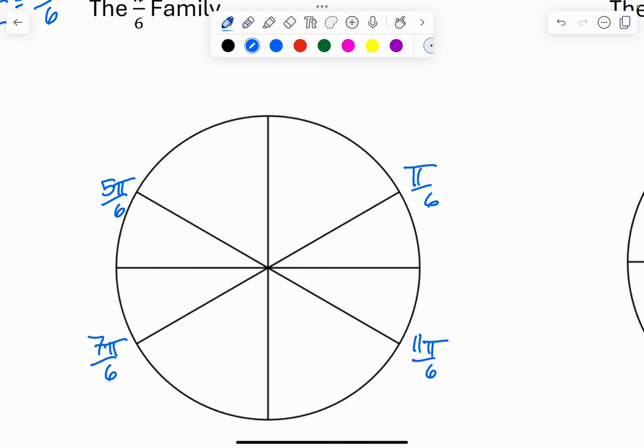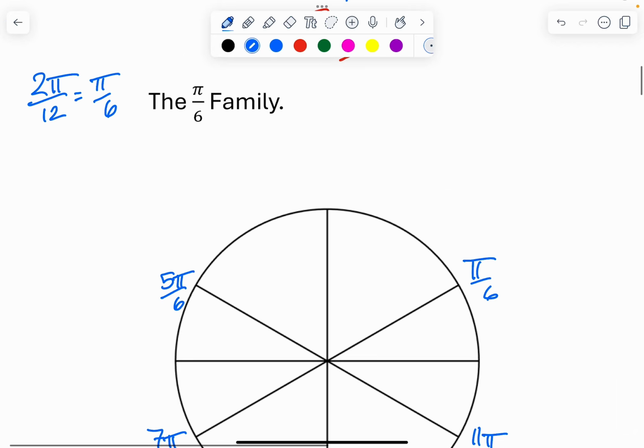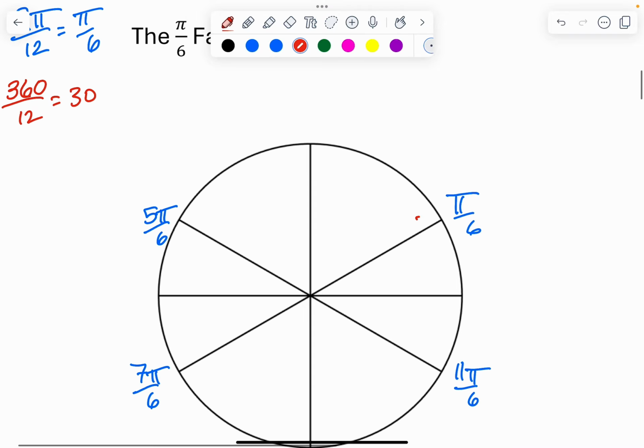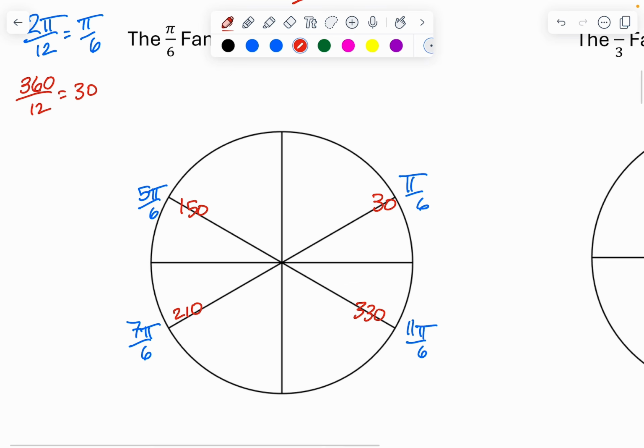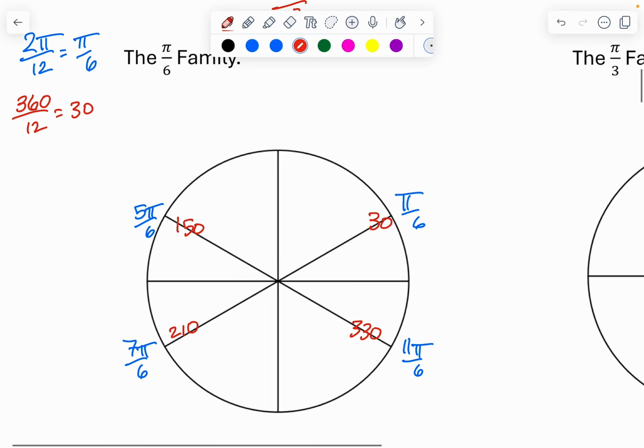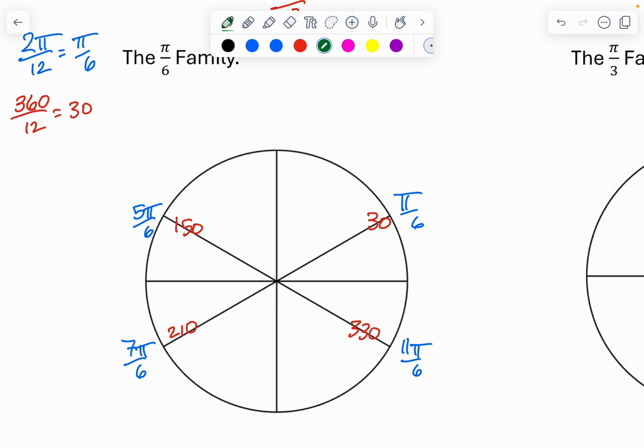And so then let's also look at our angles. Those are angles in radians, so let's look at them in degrees. If I take 360 and divide it into 12 chunks, each chunk is 30. So we're at 30. We're at 30 less than 180, which is 150. We're at 30 more than 180, which is 210. And we're at 30 less than 360, which is 330. So here we have measured our angles in the pi over 6 family. And now we need the coordinates.